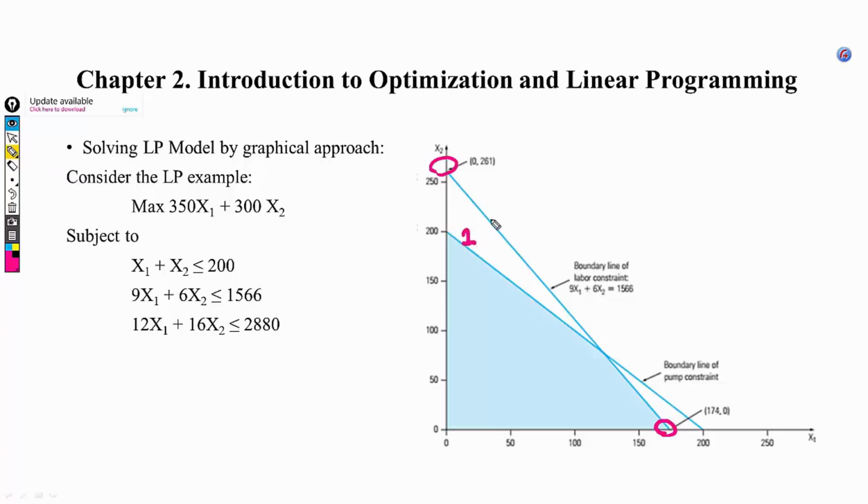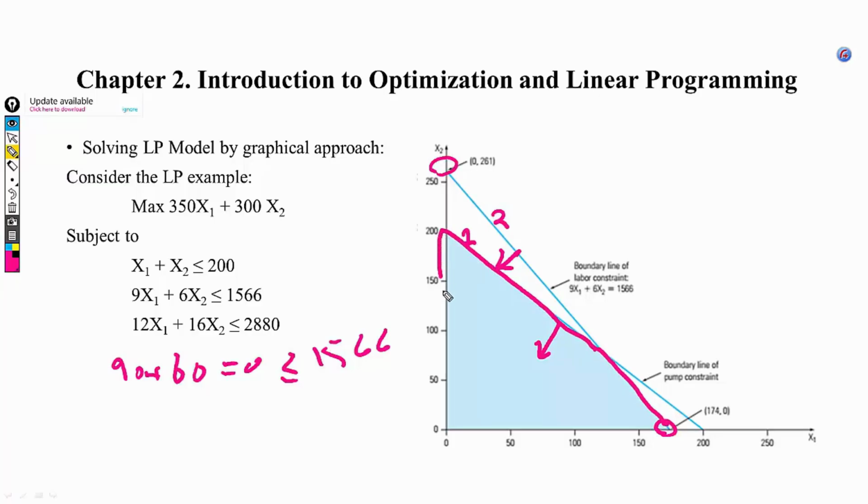This is the first constraint, this is the second constraint. And let's say we put 0, 0 to find which one is the feasible area. 9 times 0 plus 6 times 0 becomes 0, which is smaller than 1566. So this area shows the feasible area for the first constraint and second constraint. So the combination of these two lines gives me this one as a feasible area so far.